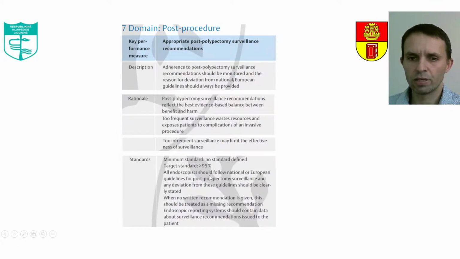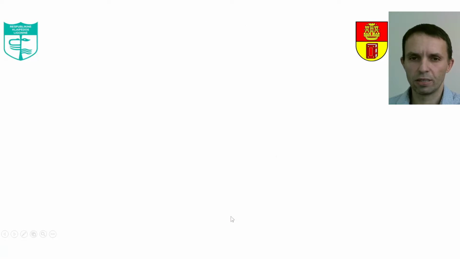All endoscopists should follow national or European guidelines for post-polypectomy surveillance, and any deviation from these guidelines should be clearly stated. When no written recommendation is given, this should be treated as a missing recommendation. Endoscopic reporting systems should contain data about surveillance recommendations issued to the patient.